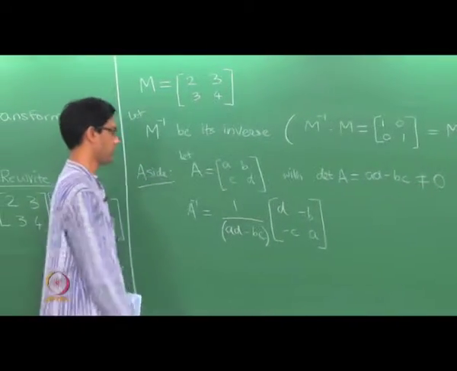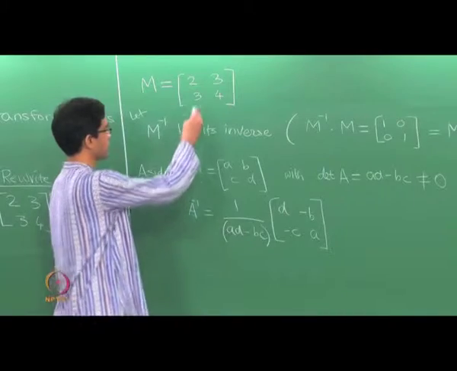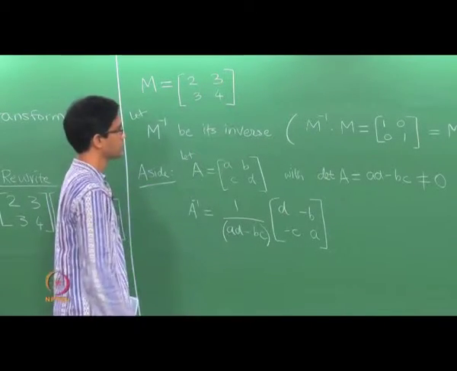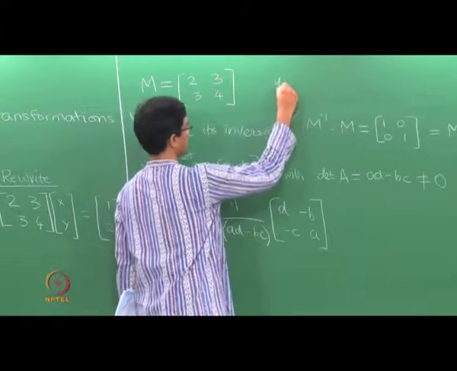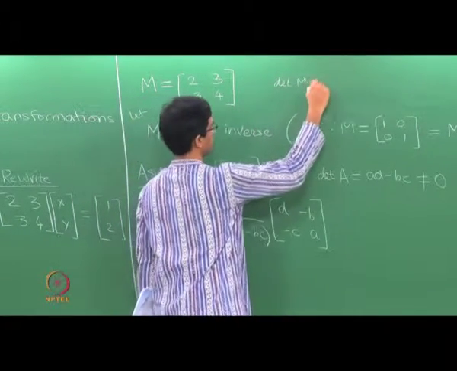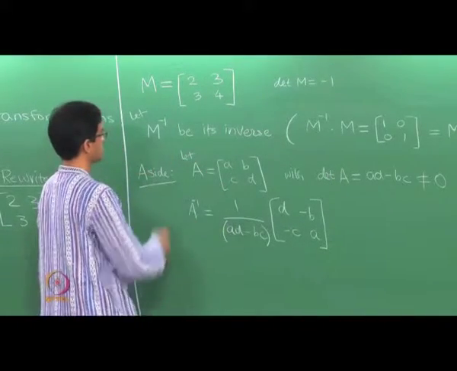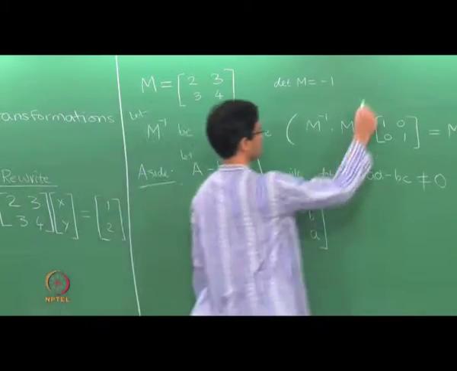Okay, only then can you find the inverse. In this case, we are okay because the determinant of M is 4 into 2, 8, minus 9. So the determinant here is minus 1. And applying this formula here, it says that the inverse of M can be computed as follows.